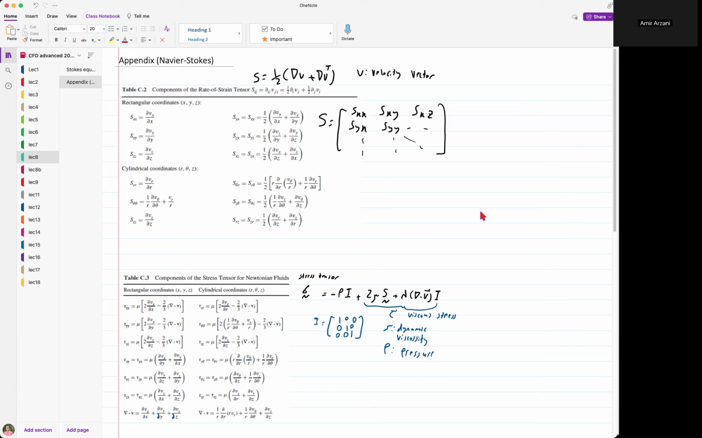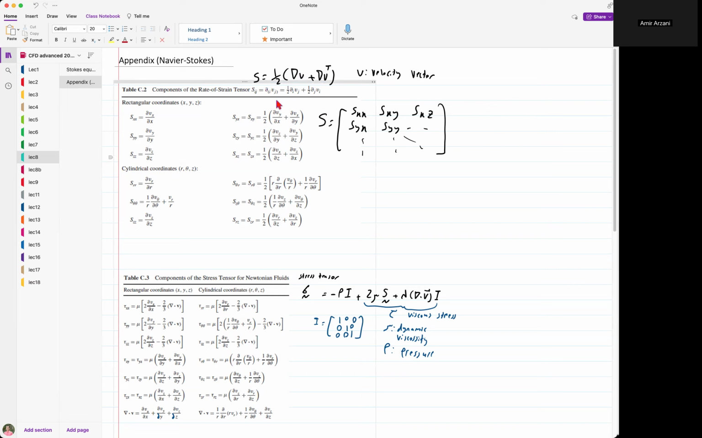But before all of that, I need to quickly review our notation and also the Navier-Stokes equation that you probably have seen in your graduate level fluid mechanics courses. So we have the rate of strain tensor S, which is the symmetric part of the velocity gradient. So 1/2 of grad V plus grad V transpose, also written in index notation.